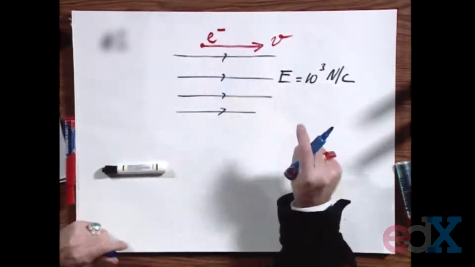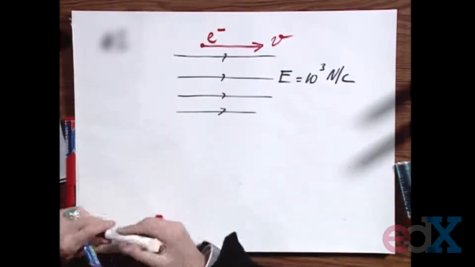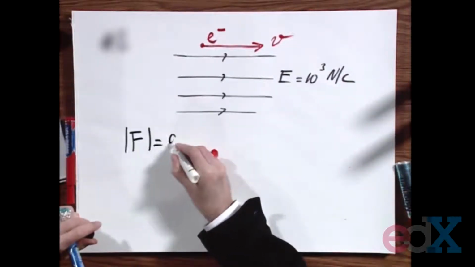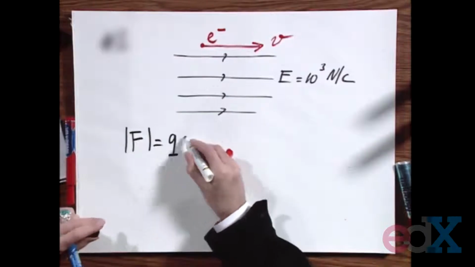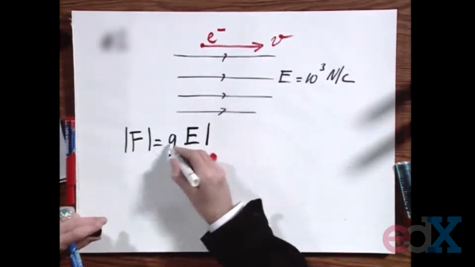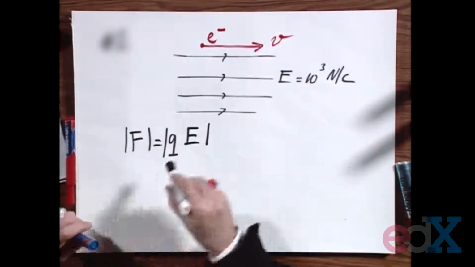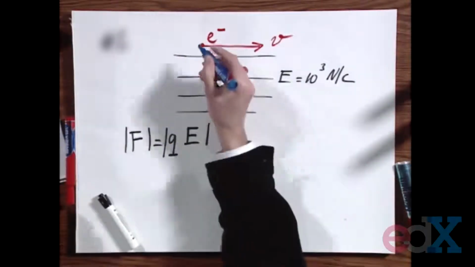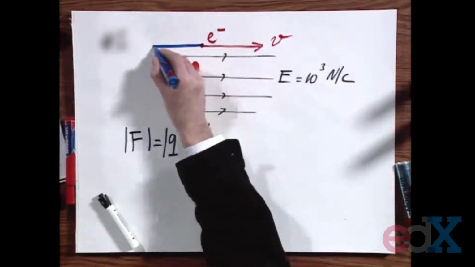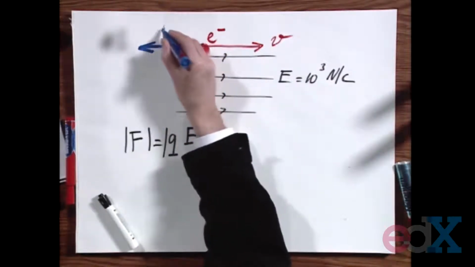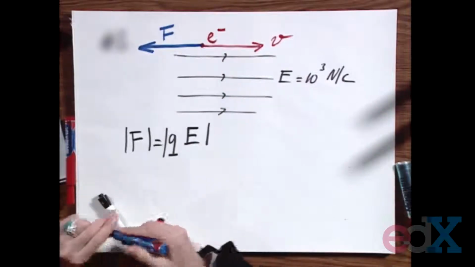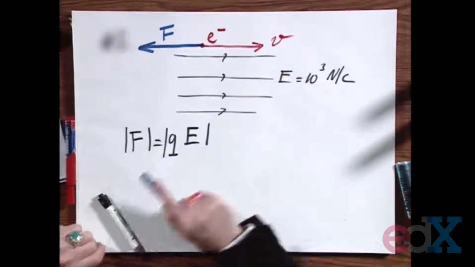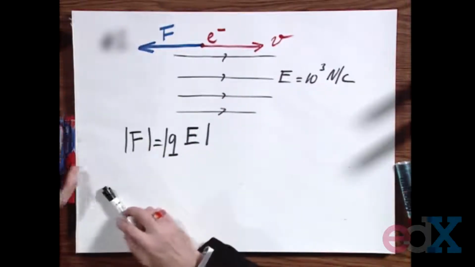And the force that the electron will experience, F, the magnitude of that force, equals the charge of the electron times the magnitude of the electric field. And it is in the direction of the electric field or in the opposite direction of the electric field. In this case, it's in the opposite direction. And so here is that force. So the electron is being decelerated as it moves into this electric field.